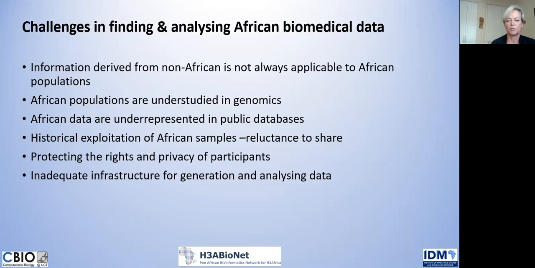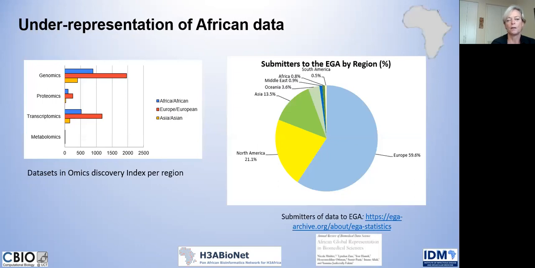This is because there's been historical exploitation of African samples, so there is a reluctance to share. Obviously, there's the importance of protecting the rights and privacy of participants, so you have to have the appropriate consent to share. But the sharing hesitation also has to do with inadequate infrastructure for data generation. If you've had this huge expense of generating the data, you're really reluctant to share it with others, and also to analyze the data. You want to have the power to analyze the data before somebody else in the world scoops you.